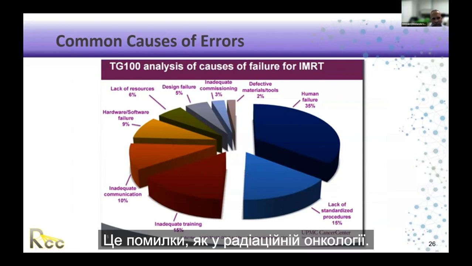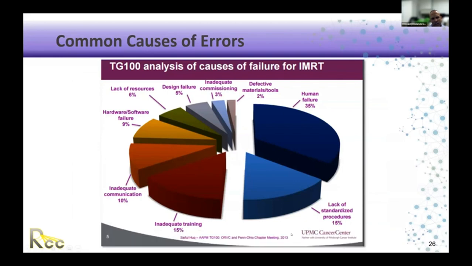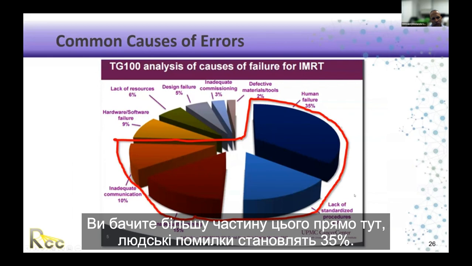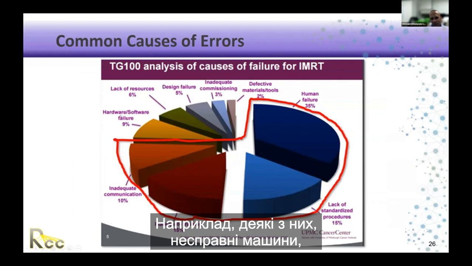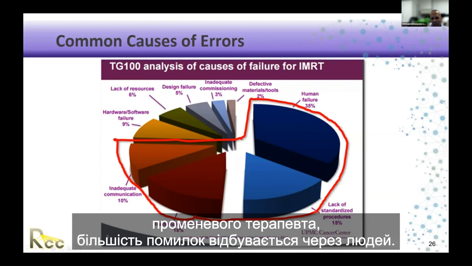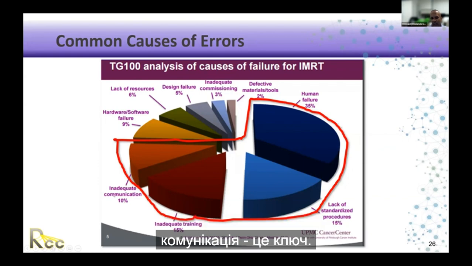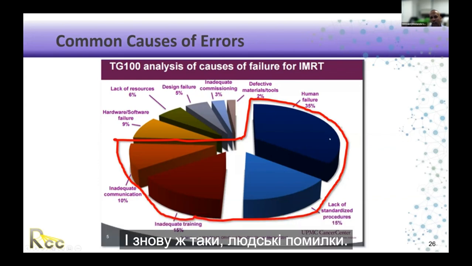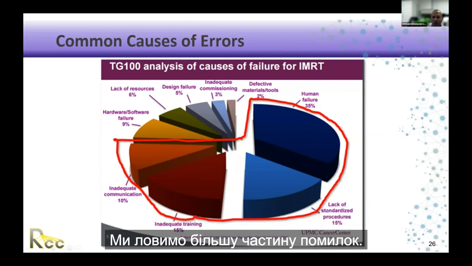Here you go. These are the errors in radiation, collected in 2013. When you look at it, you see most of it right here: human failure, 35%. Some of them are hardware and software, but especially this one is concerning to radiation therapists, this is where the majority of errors are. Inadequate training, inadequate communication. Communication is the key. Process and procedure, standardized. We need to have that. And again, human failure. It's a big one. But at the end of the day, like I said, we are the ones who find the errors too. Power to the radiation therapist. We catch most of the errors.